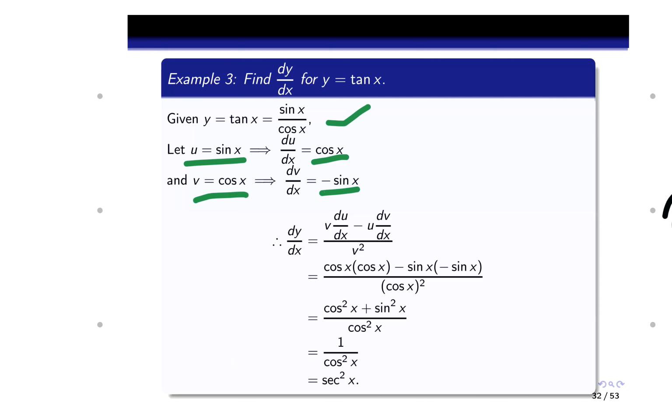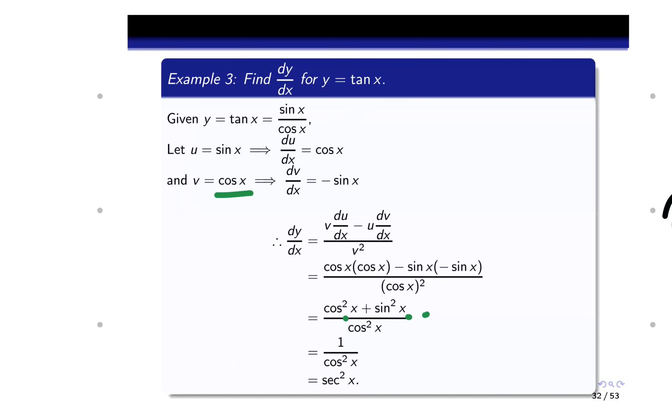And then having done this, you have dy/dx equals v times du/dx minus u times dv/dx, over v squared. v is cos x, du/dx is cos x again, minus u is sin x, then dv/dx is minus sin x, as you can see. So we have cos x times cos x, that's cos squared x, minus sin x times minus sin x, that's plus sin squared x. And you already know that cos squared x plus sin squared x equals 1. Then we have cos x all squared, which is v squared. So you have cos squared x plus sin squared x divided by cos squared x. Cos squared x plus sin squared x is 1, then all over cos squared x.